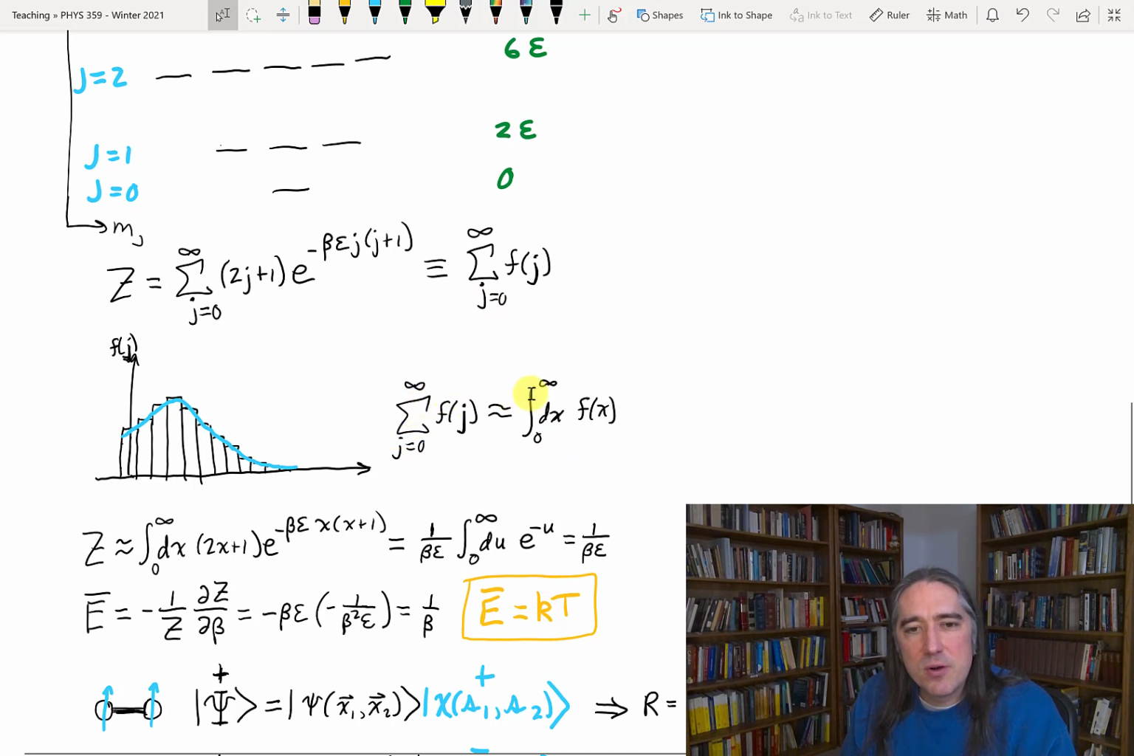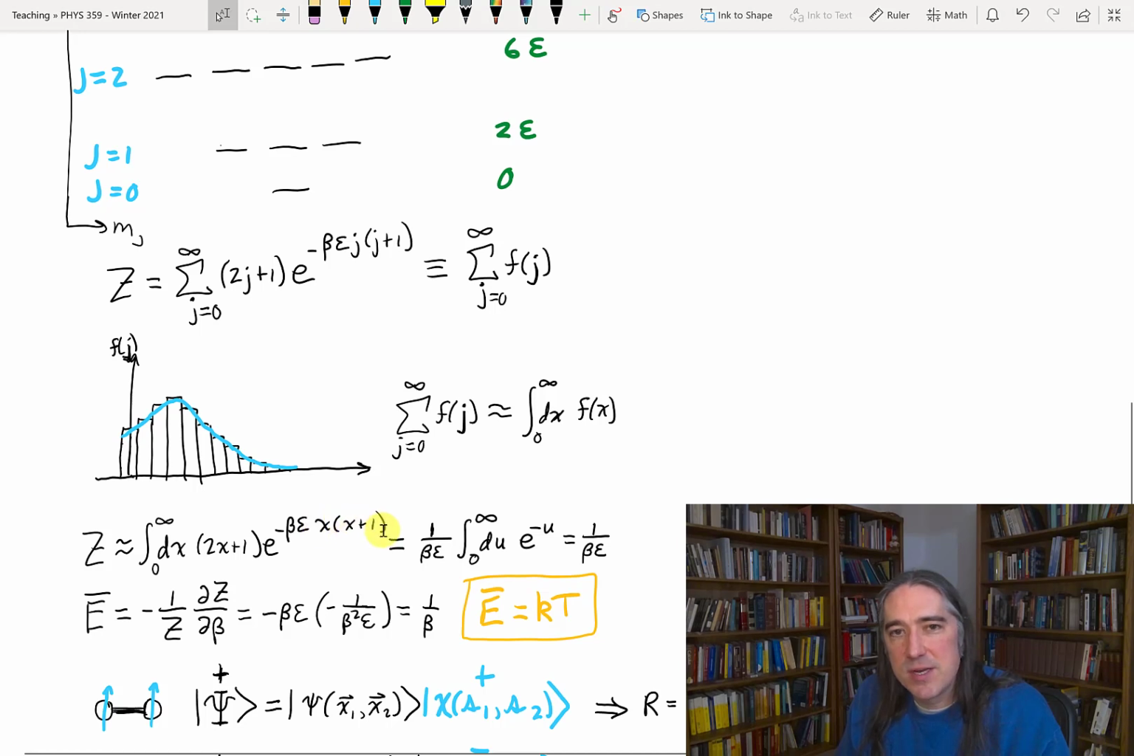So we're going to approximate the sum as an integral. Great, let's write it down. So z is approximately, again, the integral from 0 to infinity dx of, we're just going to change the j's to x's, right? 2x plus 1, e to the minus beta epsilon, x times x plus 1. And now, how do I do this integral? Well, there's a pretty straightforward substitution.